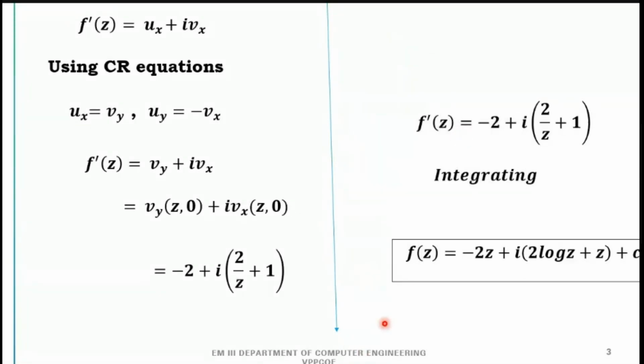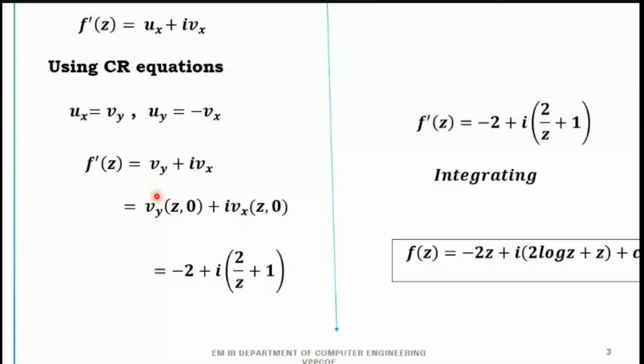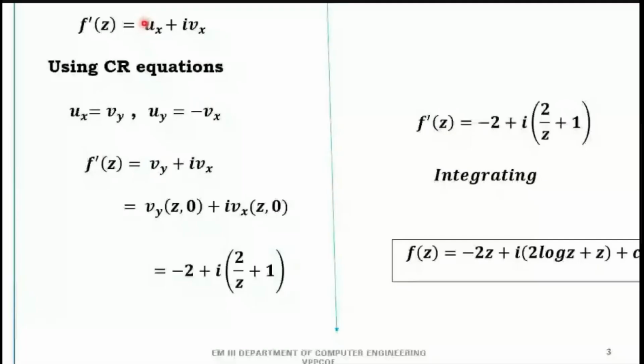Okay? Same procedure, whatever we have done, if v is given, vx, vy, and the change is only in this part. F dash of z will become vy plus i vx because we cannot keep ux in f dash of z. As ux we cannot calculate because the real part is not known to us. Just everything is same. The next problem.